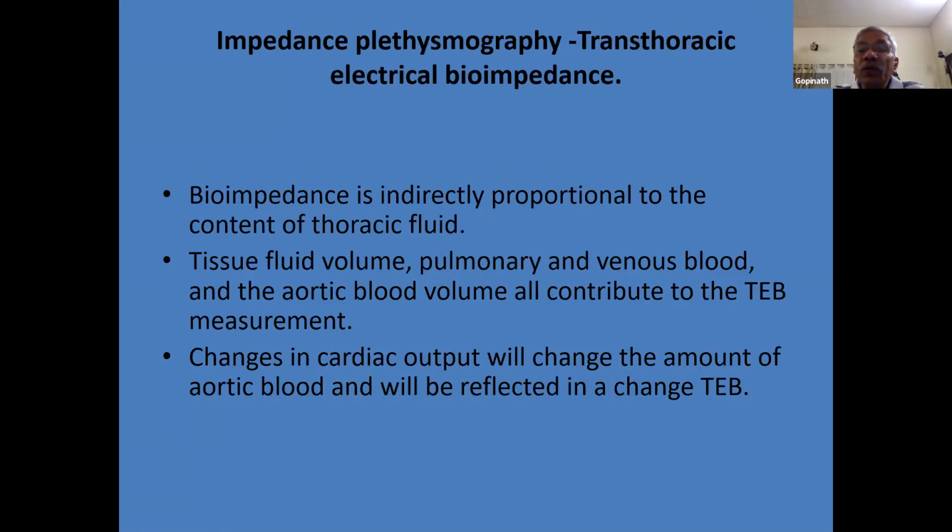One of the important ones, which has been newly developed or has been there for a long time but now has better equipment, is the transthoracic electrical bioimpedance. So bioimpedance in short is indirectly proportional to the content of thoracic fluid, whatever it is. This could be tissue fluid, pulmonary and venous blood, aortic blood. All of these contribute to the thoracic bioimpedance. Changes in cardiac output will obviously change the amount of aortic blood that is pulsating, and this can be reflected in a change in the thoracic bioimpedance, considering that tissue volume and pulmonary and venous blood volume are all standard or stable.